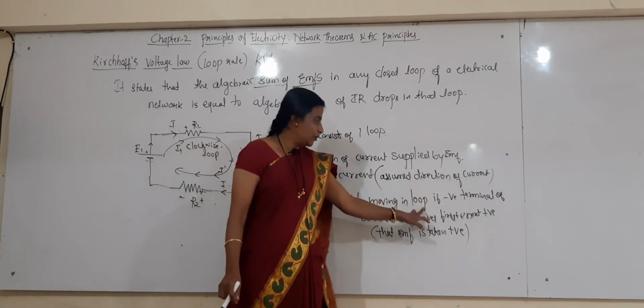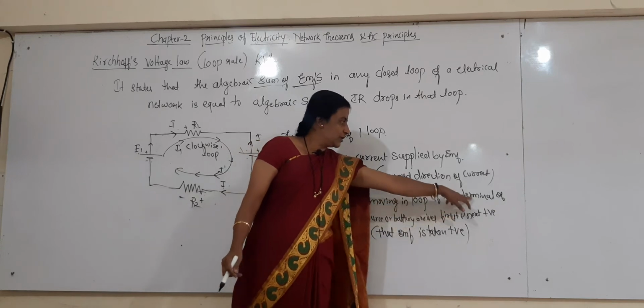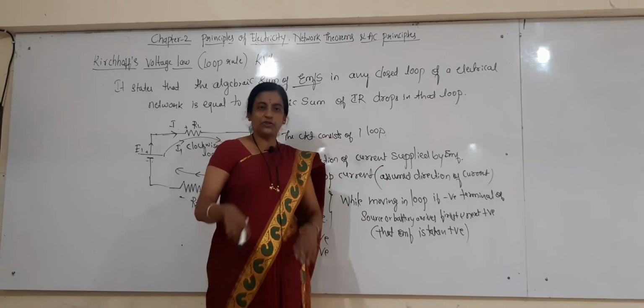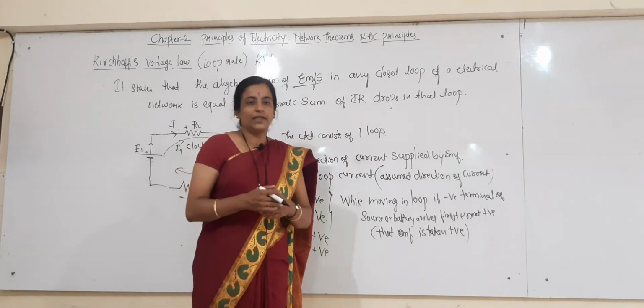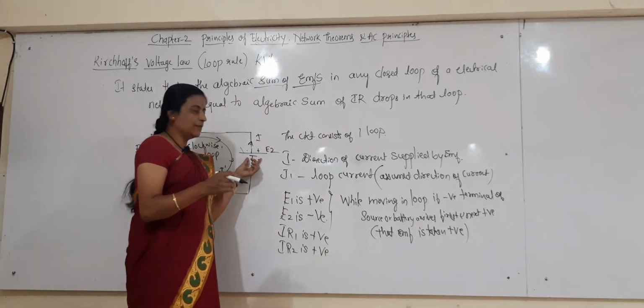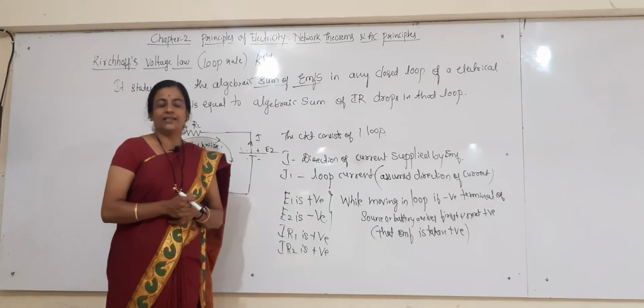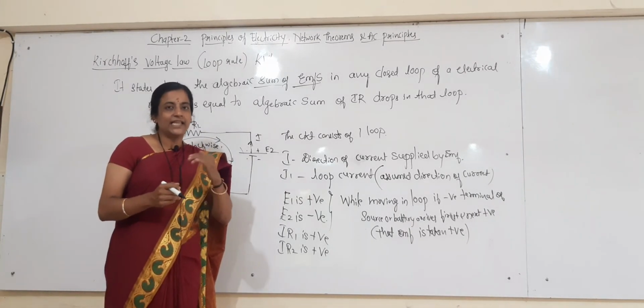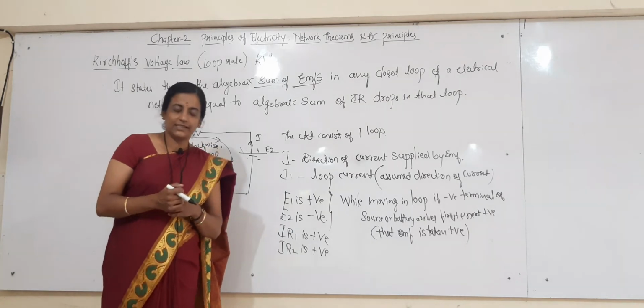While moving in a loop, if the positive terminal of the battery arrives first, then you should take that battery EMF as negative. That is the simple method for assigning the sign for your EMF.